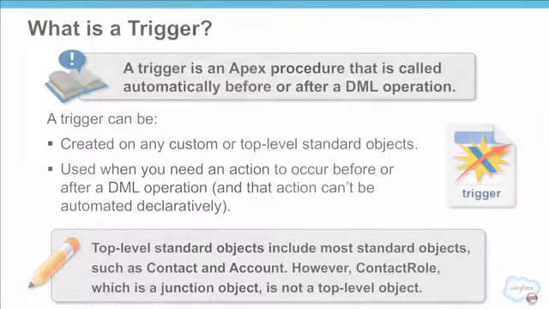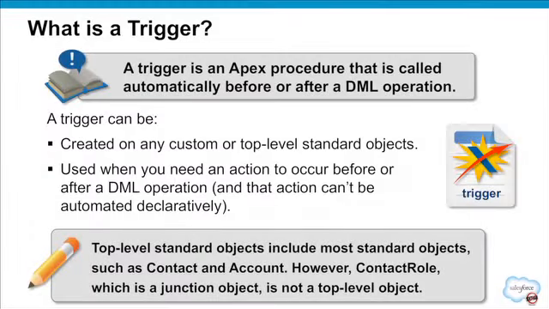So for instance, junction objects or something like our sharing tables, which determine access to records. You can't create triggers on those. So for the most part, it's those kind of behind-the-scenes tables that you can't create them on. But you can on most of the standard objects that you're going to care about. Use them when you need to have some logic execute anytime before or after that record's being written to the database.